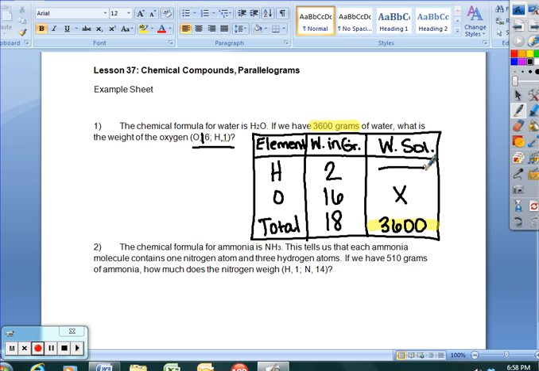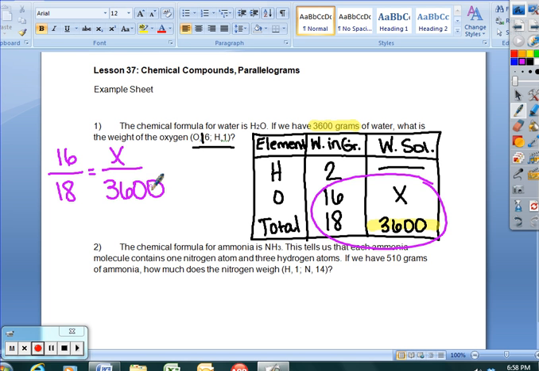We are going to use this information, oxygen to the total, and we're going to set up a ratio. And we're going to cross multiply and divide in order to solve. So we're going to pull this information out, make it into a ratio, and solve our problem. So our ratio is going to look like this: 16 over 18 is equal to x over 3,600.